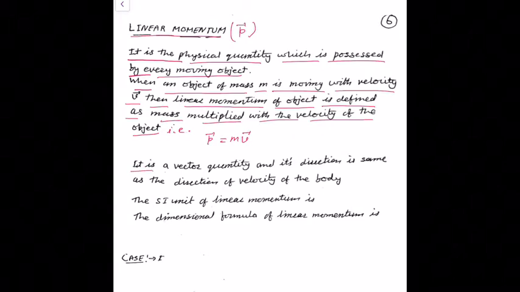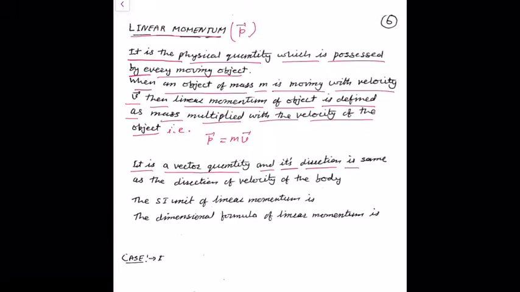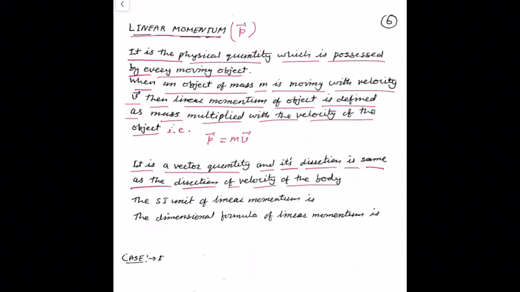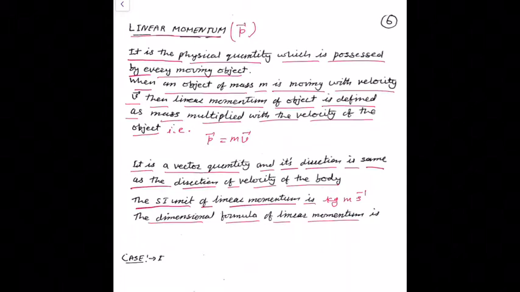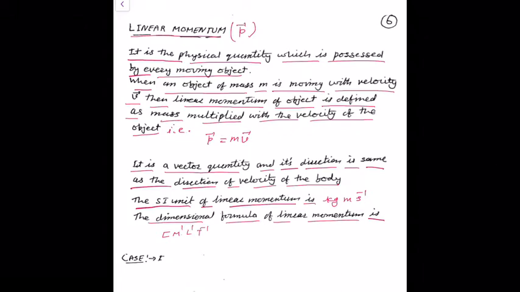It is a vector quantity and its direction is the same as the direction of velocity of the body. The SI unit of linear momentum is kilogram meter per second. The dimensional formula of linear momentum is M^1 L^1 T^-1.